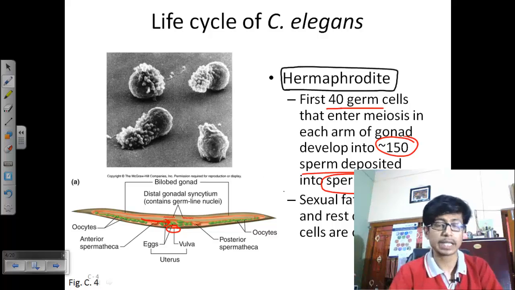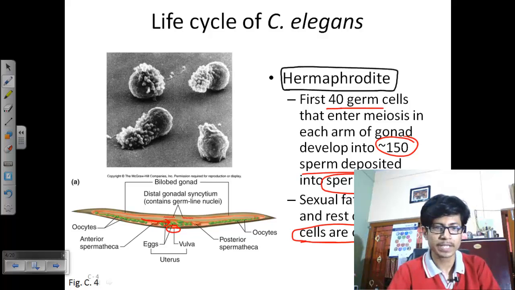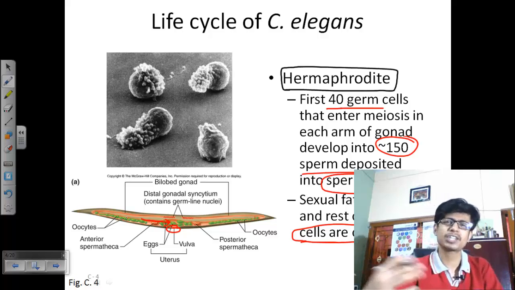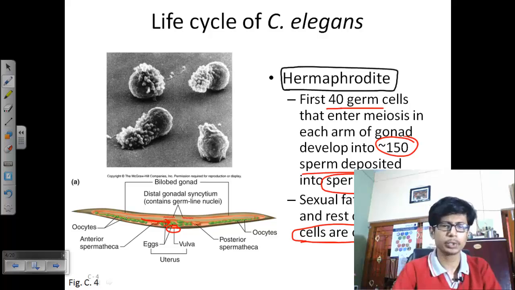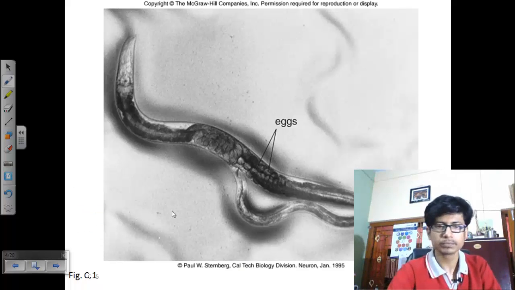Once they have made those sperm cells, the sexual fate is switched, and the rest of the germ cells are converted to oocytes. They remain in the oocyte form, and this is the region where oocytes are stored. Let's draw all the structures at the bottom like that. This is the developmental part, the reproductive system. As the oocytes are placed, they slowly develop and mature to ultimately turn into eggs.